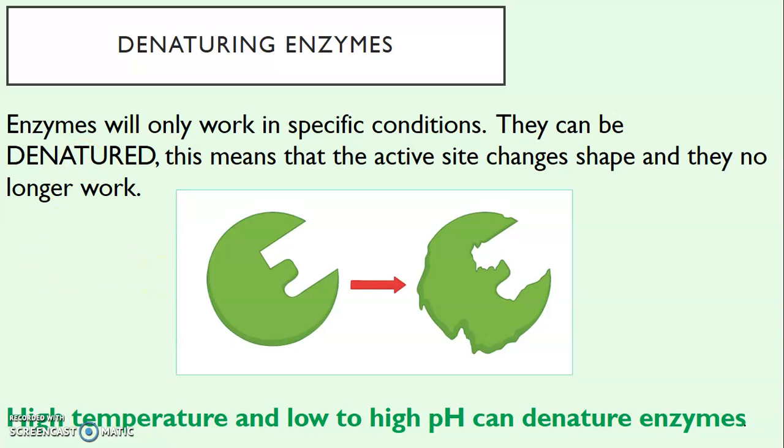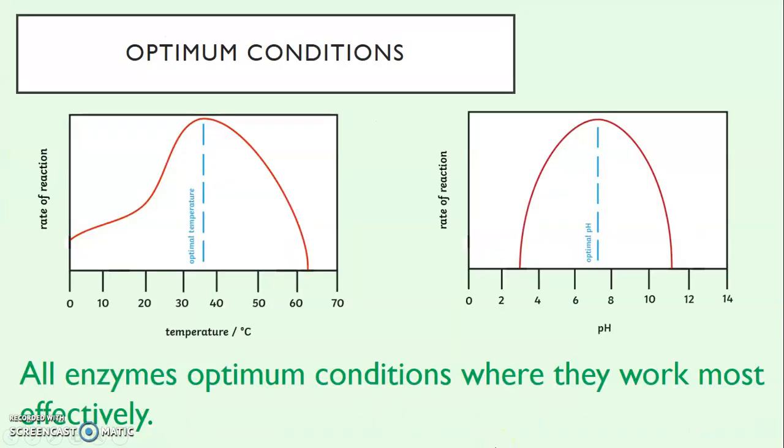Things that will denature enzymes are high temperature and then low or high pH. Now, all enzymes are going to have optimum conditions, and this is where they work most effectively. And the best way to look at this is to think about a graph. So what we have here is the rate of reaction, and the further up we are, the quicker this reaction is happening. And then we've got our temperature. Now, at low temperature, there isn't very much energy, so the particles aren't moving, so there's not much of a reaction.